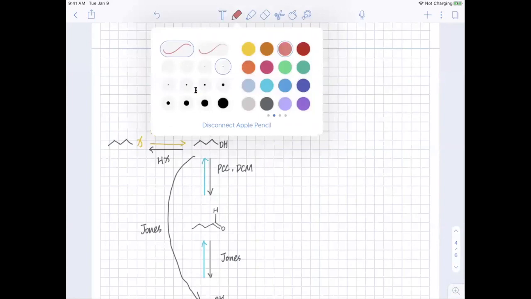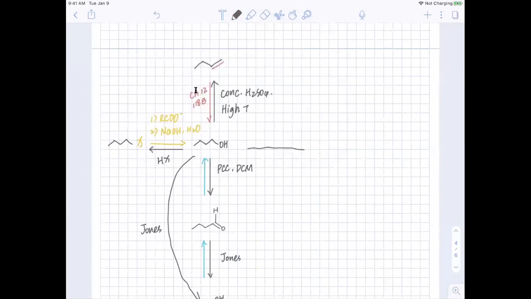So what else did you learn for alcohol? You also learned ether, right? So here, what kind of ether are you going to make with this one? I guess it's going to be this. So how could you make alcohol into ether? You learned several ways, right? The first method you learned is Williamson ether synthesis.